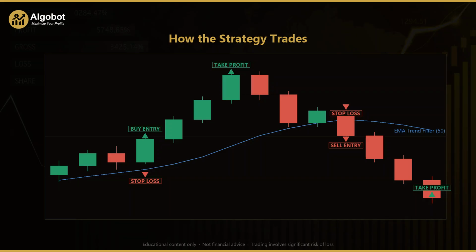Of course, not every setup unfolds this cleanly. In real markets, some shifts fail. Price can reverse before reaching target, and losing trades are a normal part of any approach like this. What the chart shows is the logic the strategy follows, not a promise about any single outcome.